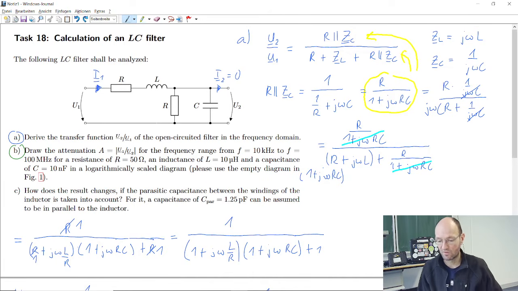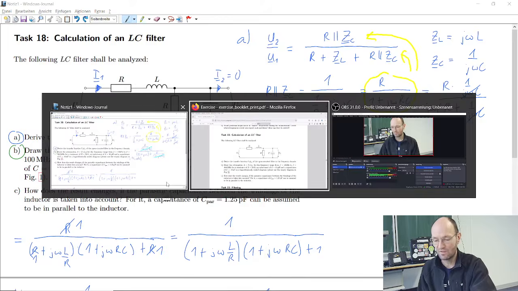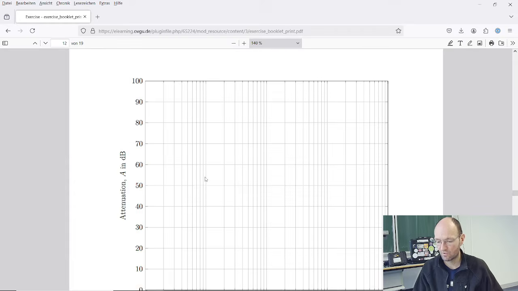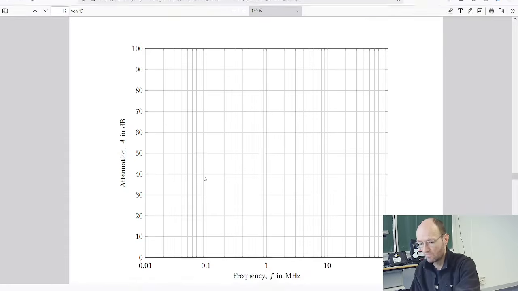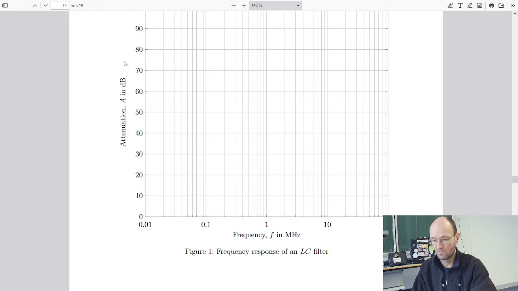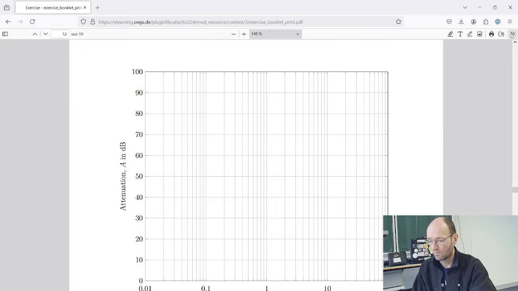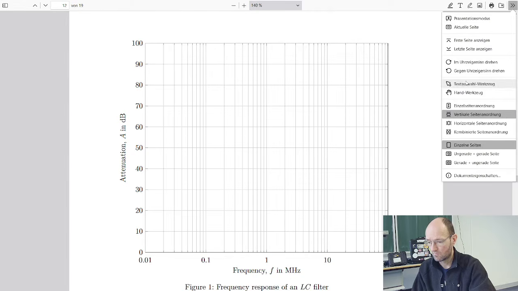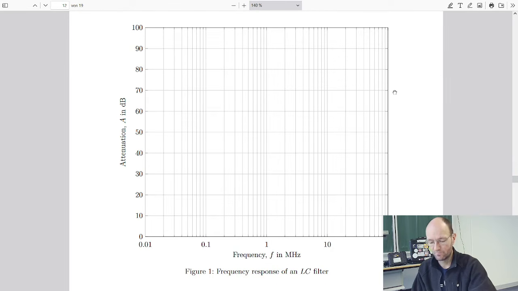And there are some values given. So we have some resistance here, 50 ohm. We have some inductance, 10 microhenry, and we have some 10 nanofarad of capacitance. And there is some diagram mentioned in figure 1. So I can try to find this diagram. Is here. If I go to full screen in my browser, then I probably see the full diagram. Wait, this is the hint tool. Okay.